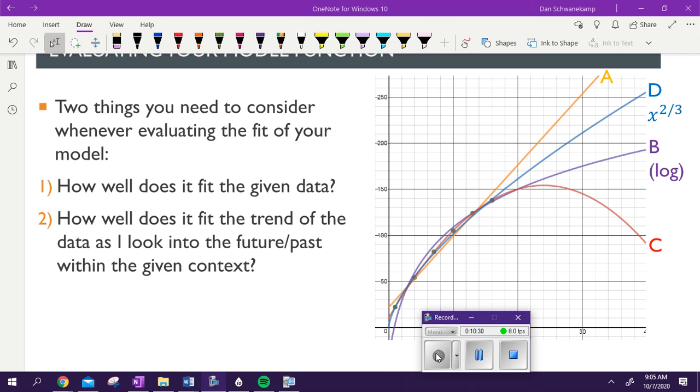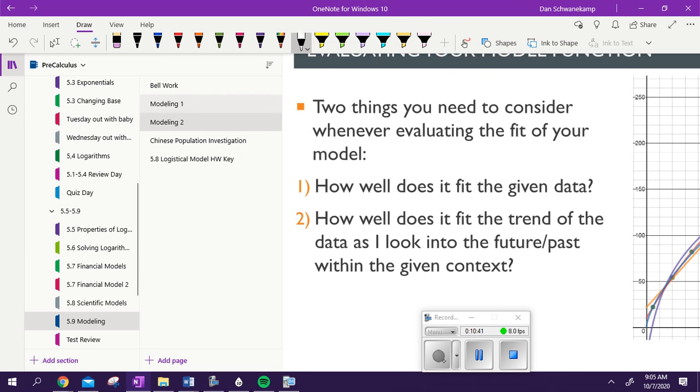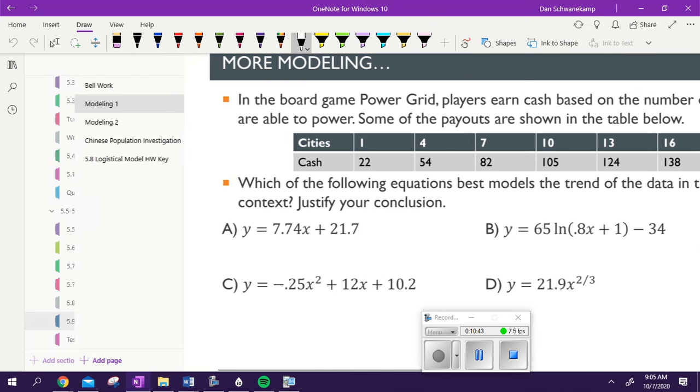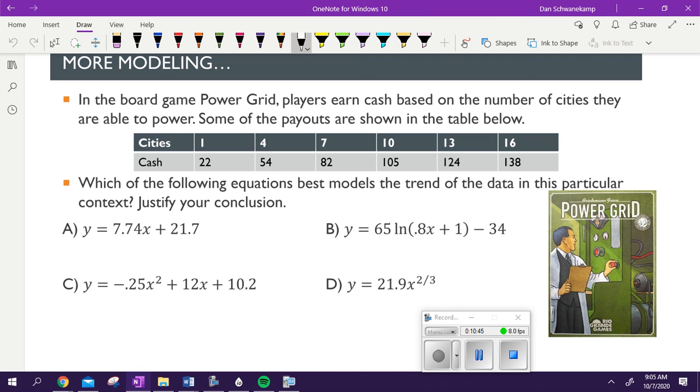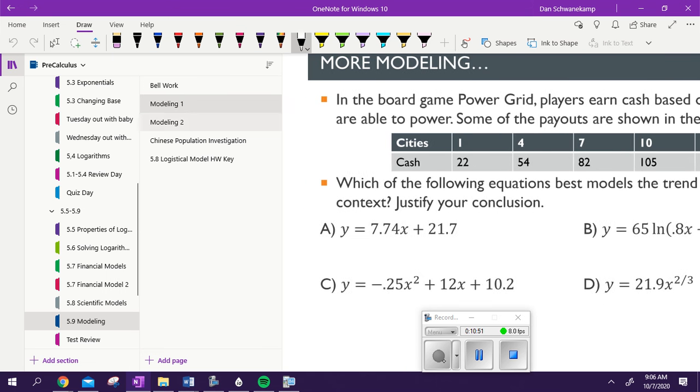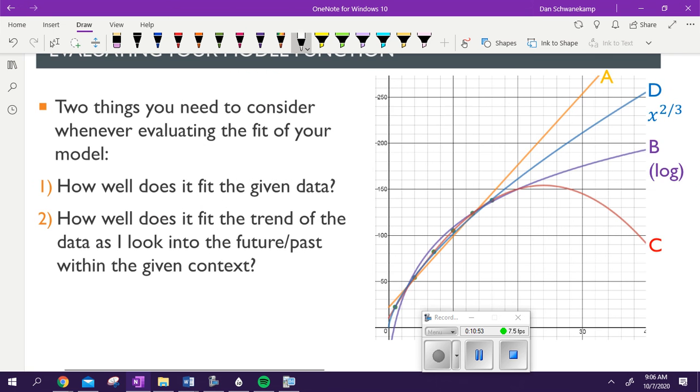Okay. Why would A not be a great representation of our data? Anybody got a reason why you don't like A? It doesn't curve. If you look back at this data, letter A is a linear model. Okay. If you look back at this data, is it growing linearly as we go from city to city? No, it's not doing the same jump each time. And so a linear model here didn't make a lot of sense based on the data given. It could have. They could have changed the game to look that way, but they didn't. So I'm thinking not A.